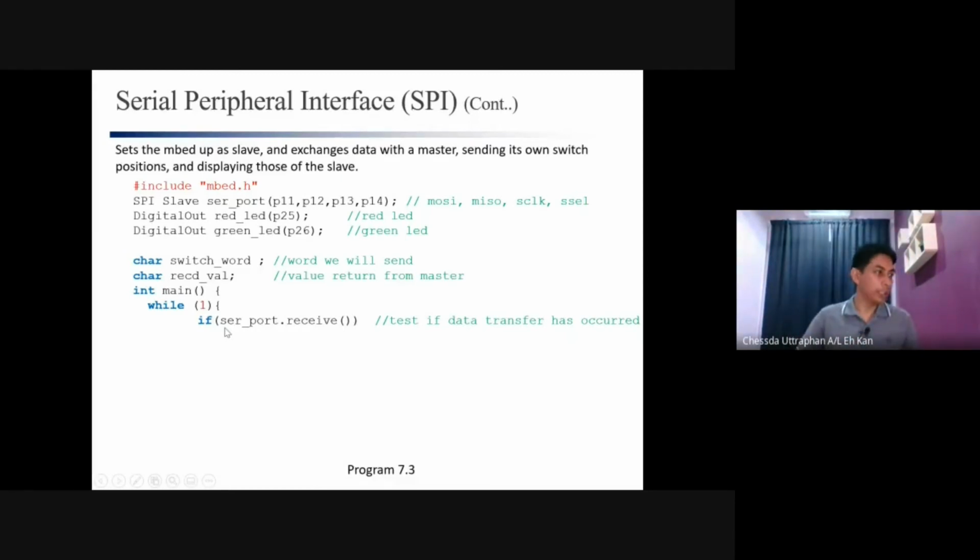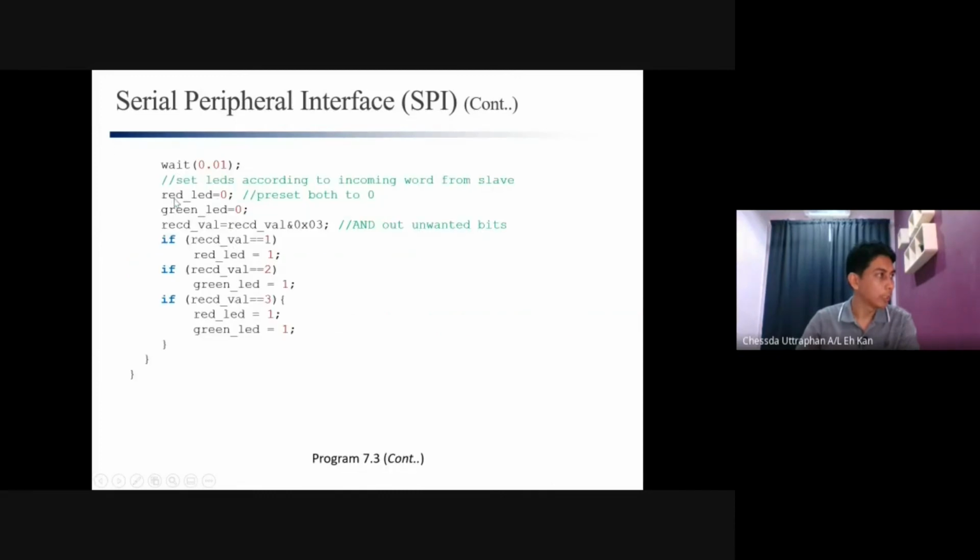We check whether the data is received or not. So if received, what we do is, we off the LED and here, we AND the value that we receive with 3, and we on the LED according to what we have received. So, for example, let's say we press switch SW1.